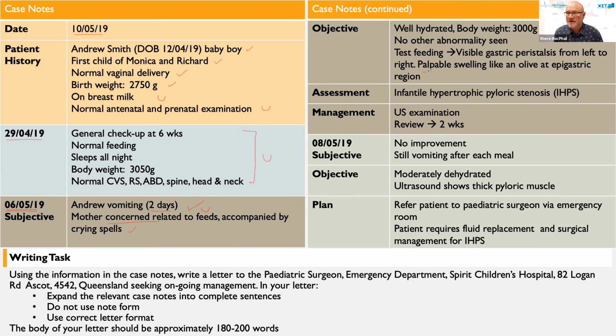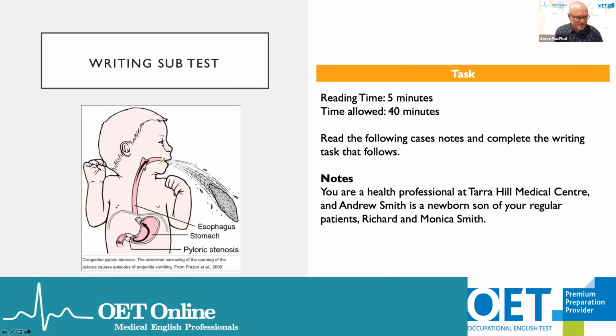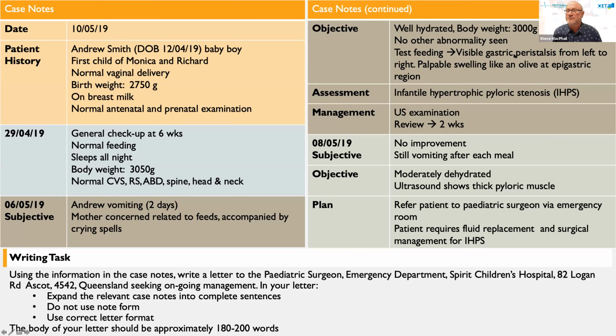Palpable swelling. Whoops, just go back. Palpable swelling like an olive at the epigastric region. And then, so that's our objective history. And then we have an assessment. What was the assessment? Someone mentioned it before. Infantile hypertrophic pyloric stenosis. That's what we know.